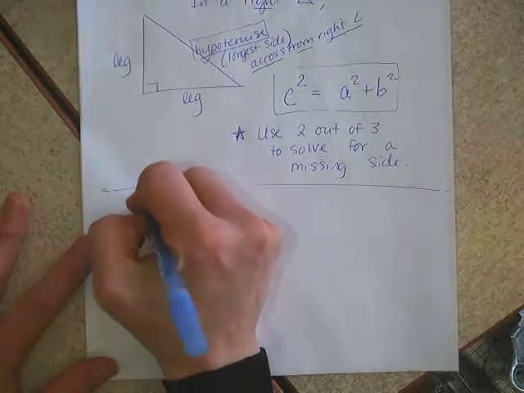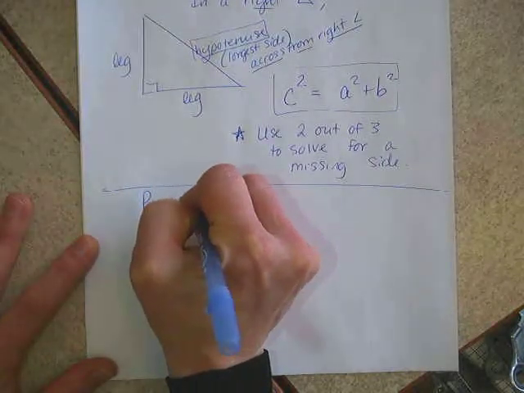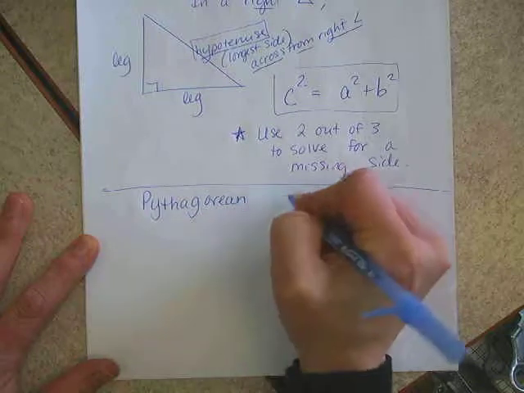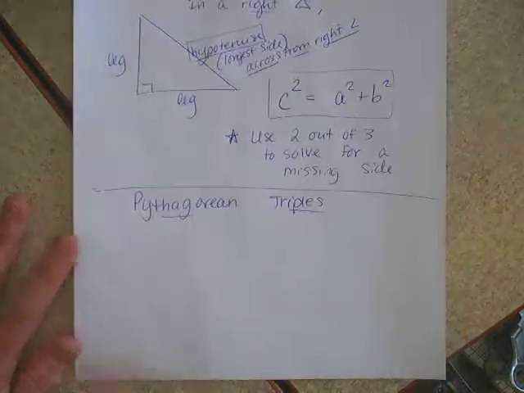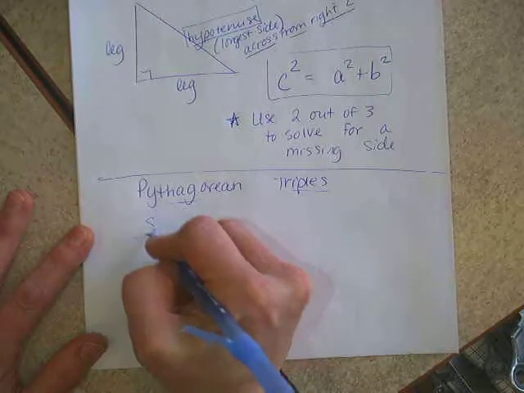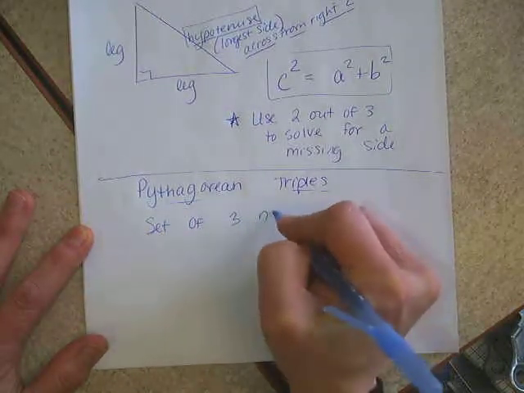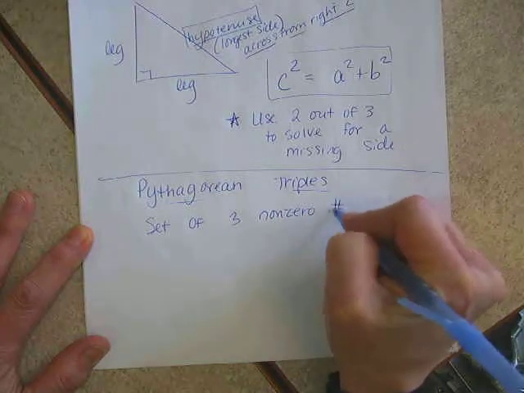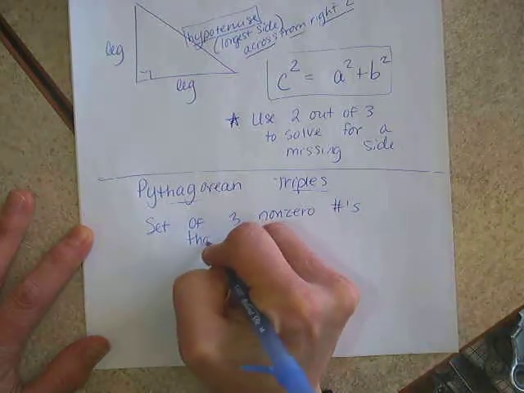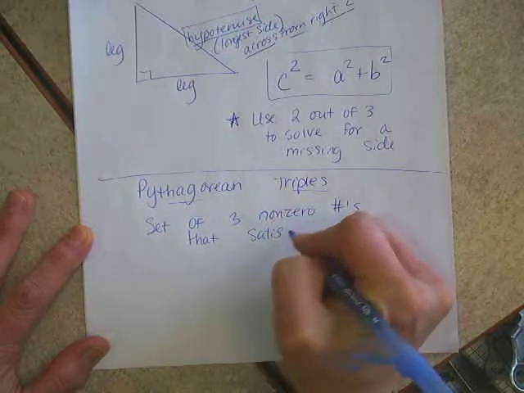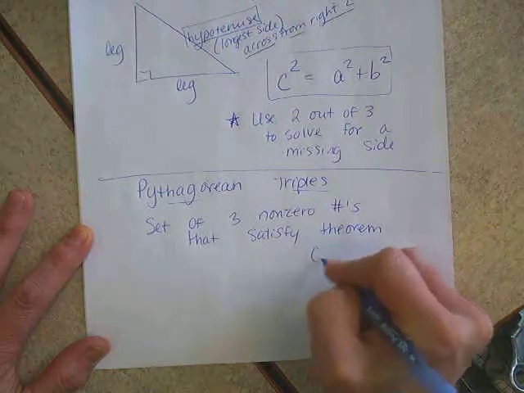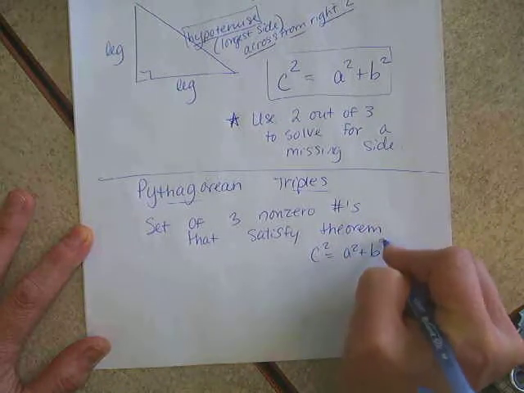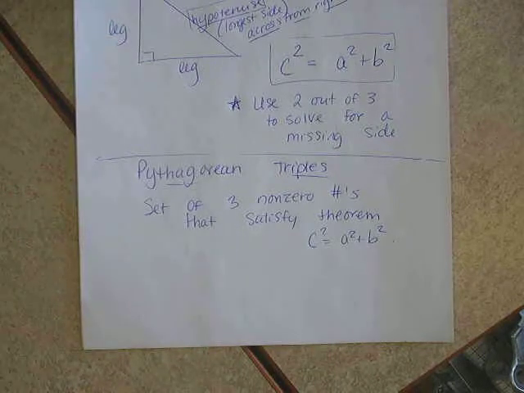So we will apply this in a moment, but another thing to look for, which shortens your work, are Pythagorean triples. A Pythagorean triple is a set of 3 non-zero numbers that satisfy the theorem when we plug them in.